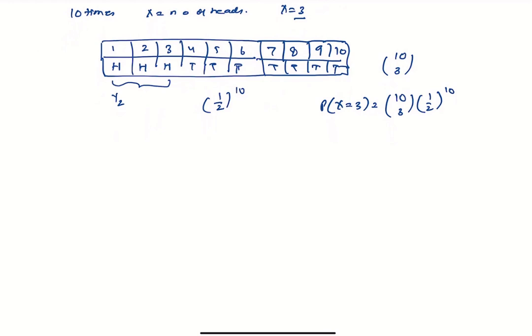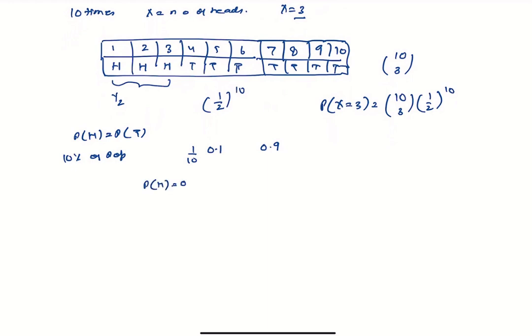But what if the probability of H is not equal to the probability of T? For example, a disease affects 10% of the population. If I pick a random person, the chance that the person has the disease is 1 by 10, or 0.1, and picking a person without the disease is 0.9. So this is just like flipping a biased coin. So now the probability of head is 0.1 and the probability of tail is 0.9.